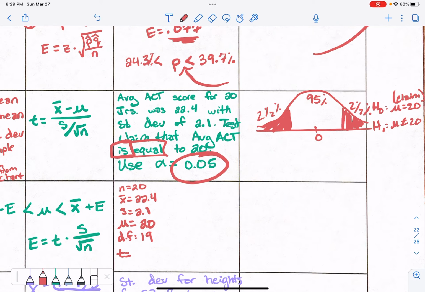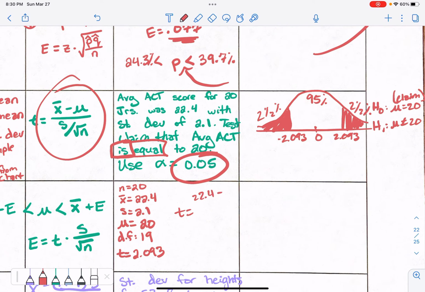95% at 19 degrees of freedom is, I think, 2.093, if I'm looking at the right column. Yep, 2.093. So I've got negative 2.093 and positive 2.093. And then we're going to calculate what T is using the formula.